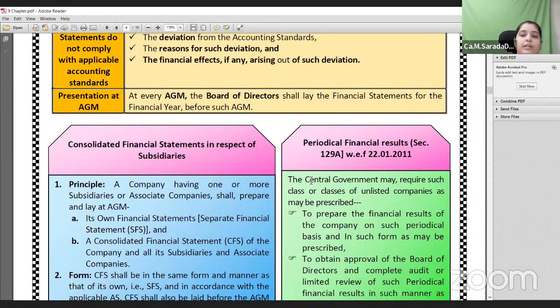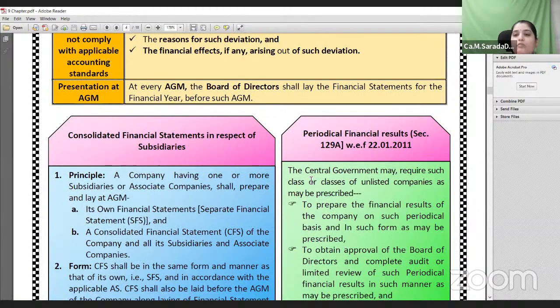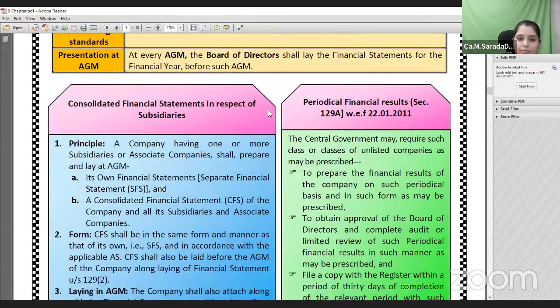Suppose a company has subsidiaries or associates. In such cases, the company has to prepare its own financial statements as well as consolidated financial statements along with the subsidiaries and associates, and the same should be presented at the AGM. So it is important for companies to prepare their own financial statements as well as consolidated financial statements if the company has one or more subsidiaries or associate companies, and lay them before the AGM. However, the central government may sometimes require certain classes of unlisted public companies to prepare financial results on a periodical basis as and when they require. Sometimes the central government will ask a few unlisted public companies to give their financial statements as and when required by them for some of their reasons.